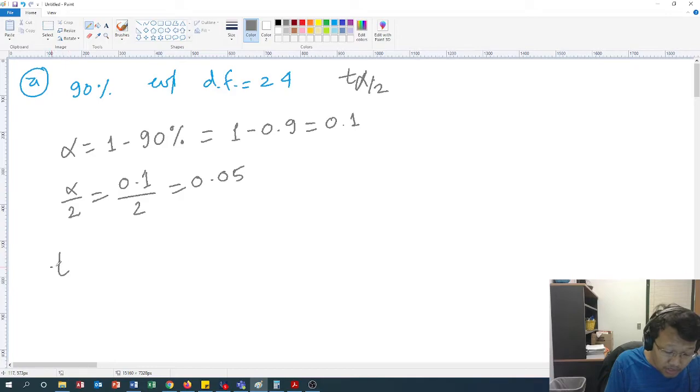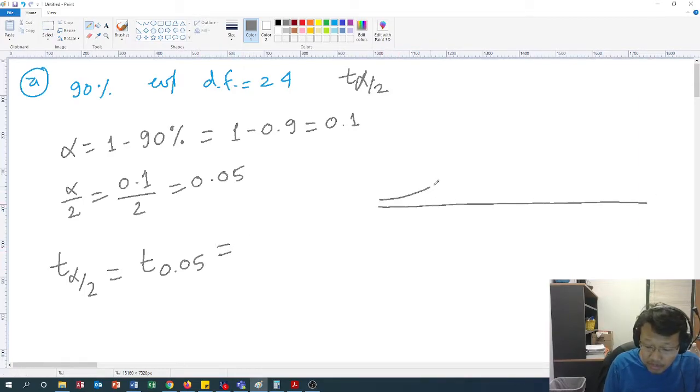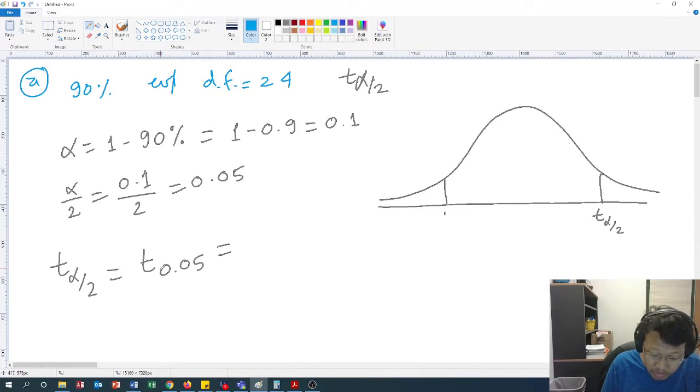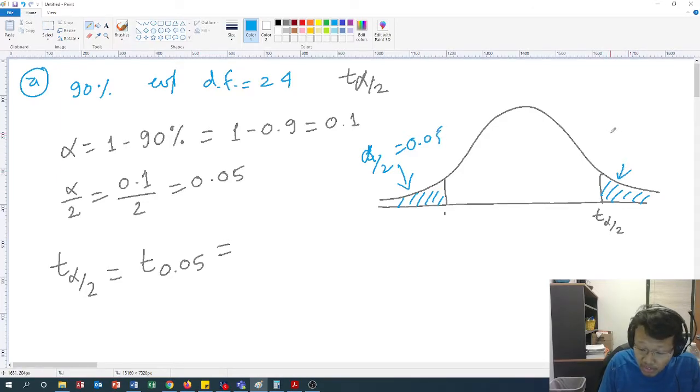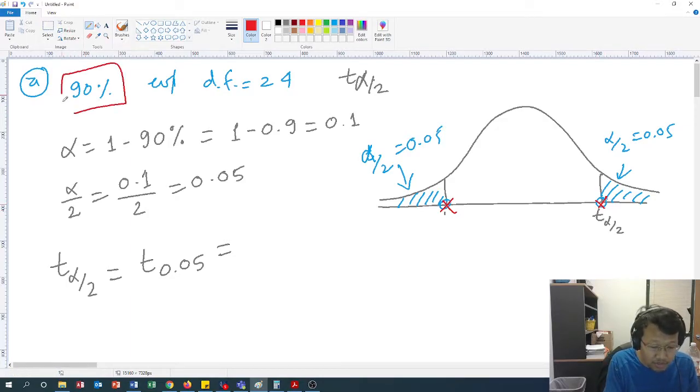Okay, then what is T alpha over 2? Let us work this out. If you have a distribution, something just like this, with 0.05 in either this shaded portion or this shaded portion. Basically we are saying that alpha over 2 is 0.05, the blue shaded portion. We are trying to find this for a 90% confidence interval. So for that, we need to figure out the T values.